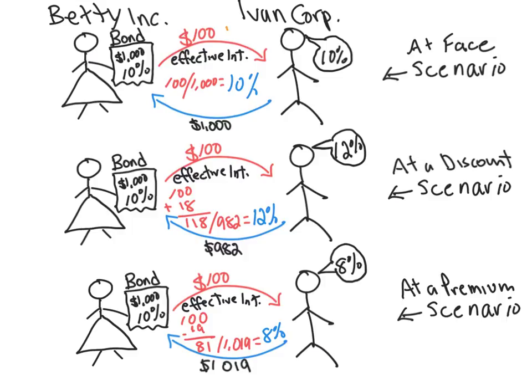Again, cash flow, $100, and 1,000 at the end to the investor, and then 1,000 is the actual proceeds. For the discount, you have $100 interest plus the 18 discount. In total, the pricing is 982, and the investor still makes the 12%. And a similar process for the premium is 8% here.